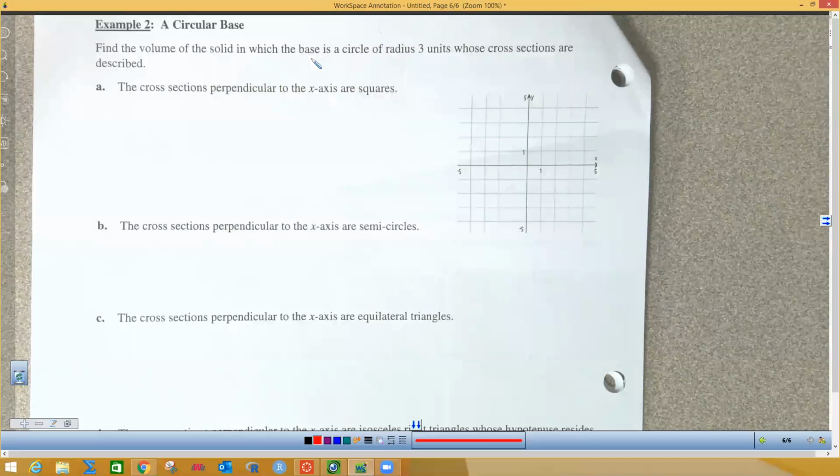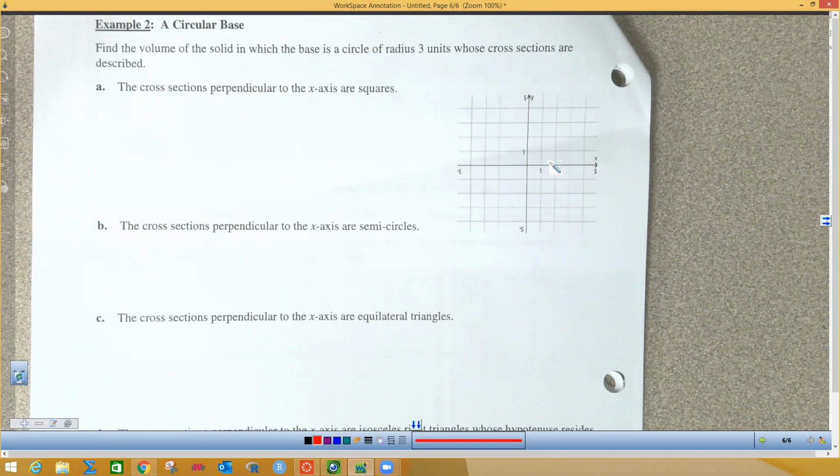Find the volume of the solid in which the base is a circle of radius 3 units whose cross sections are described. We want the cross sections perpendicular to the x-axis of square. Right. So I'm going to graph a circle with radius 3 right here.